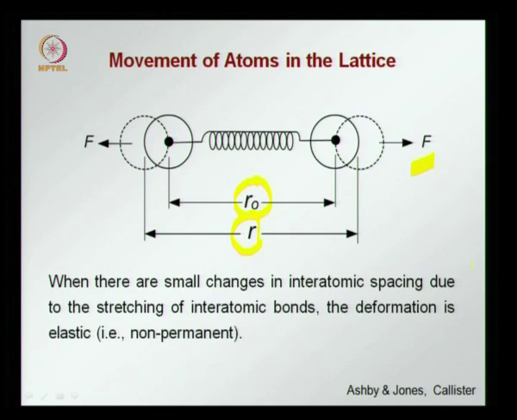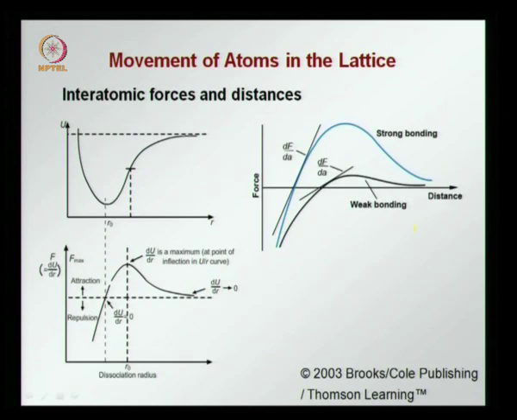So when there are small changes in the interatomic spacing, as the interatomic bonds are stretched, the deformation is elastic. Elastic means that the deformation is non-permanent. When you release the load, the atoms go back to their original positions. But there could be larger changes in interatomic spacing, and again using the Condon-Morse diagram we can explain what could occur.